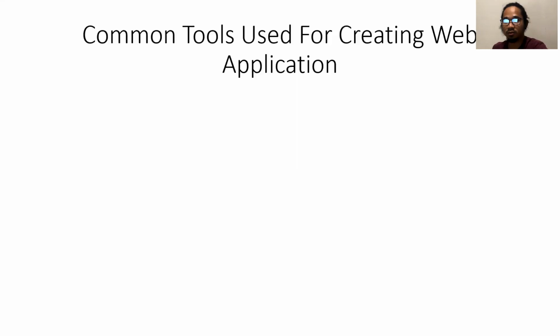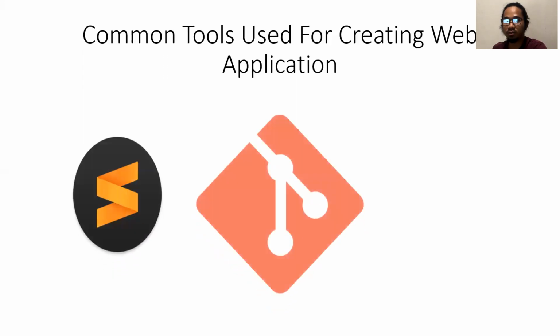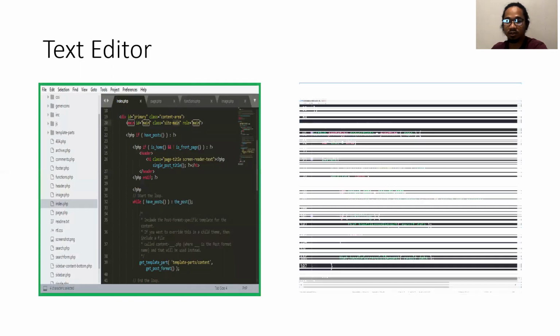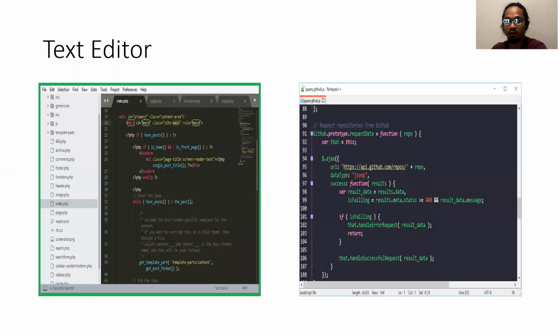Here are the common tools that are used in creating a web application, such as a text editor, version control system, and web browser. A text editor is a computer program that lets a user enter, change, store, and usually print text characters and numbers. Text editors are provided with the operating system and software development packages and can be used to change files such as configuration files and programming language source code.